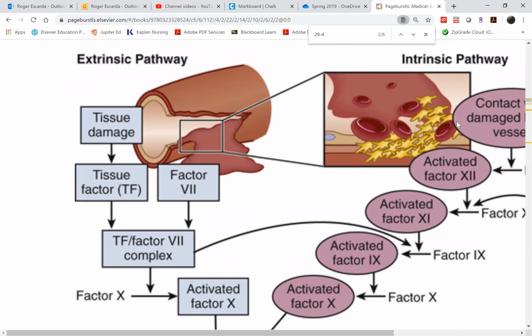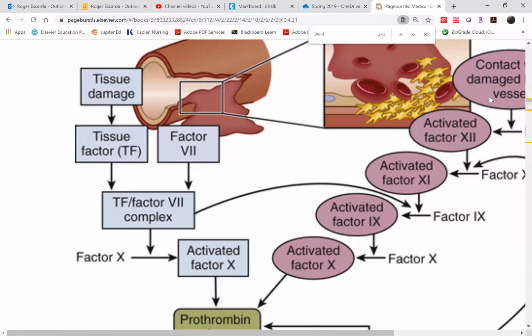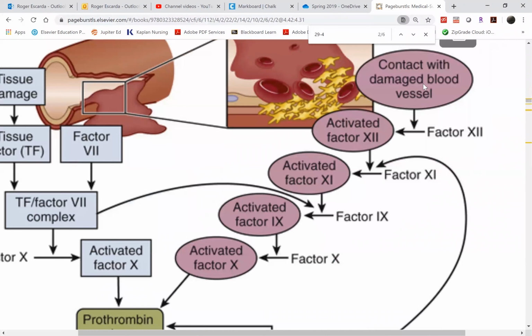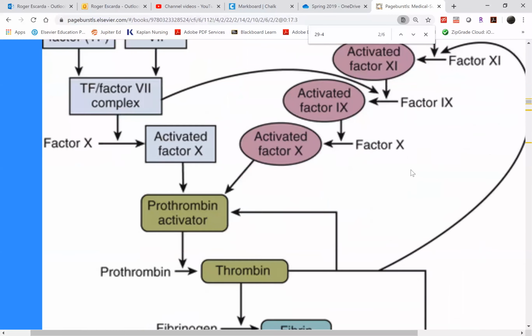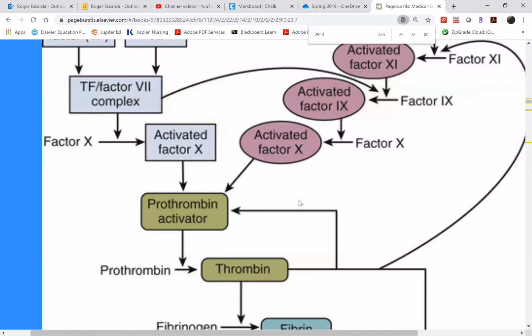Meanwhile, at the same time, the intrinsic pathway is also occurring. The same trigger, the tissue factor, but it has a longer path, a longer succession of activating a series of clotting factors, but they still end at factor 10. So the extrinsic and intrinsic pathways meet at factor 10. When factor 10 is activated, there will be prothrombin activation. So prothrombin becomes thrombin right here.